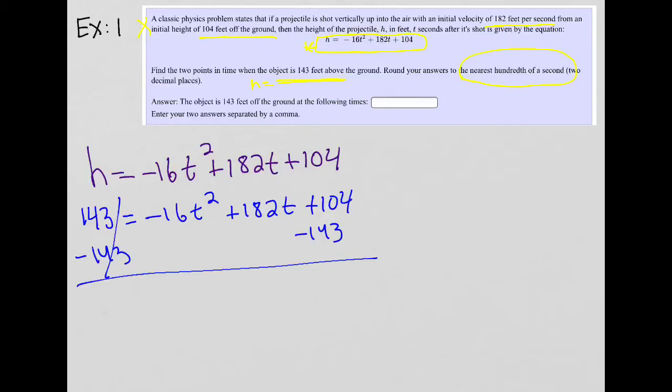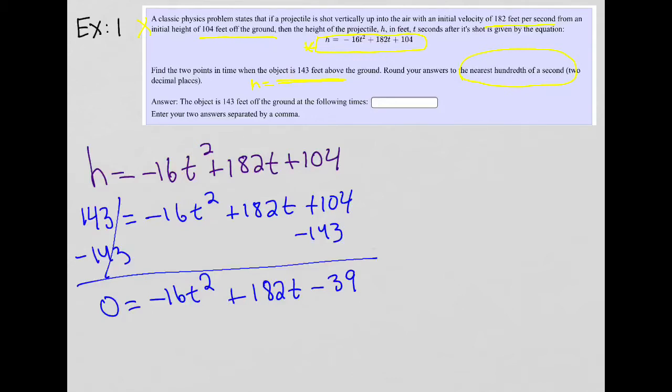So then this gives me 0 equals negative 16t squared plus 182t plus 104 minus 143, if I'm not mistaken, that is negative 39. Remember to double check because I sometimes do make arithmetic mistakes. So negative 39. Does this simplify? No, it does not.